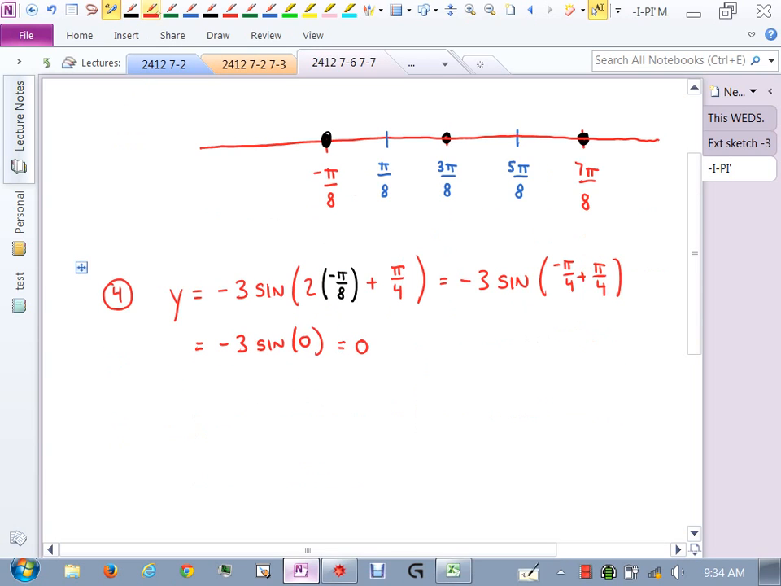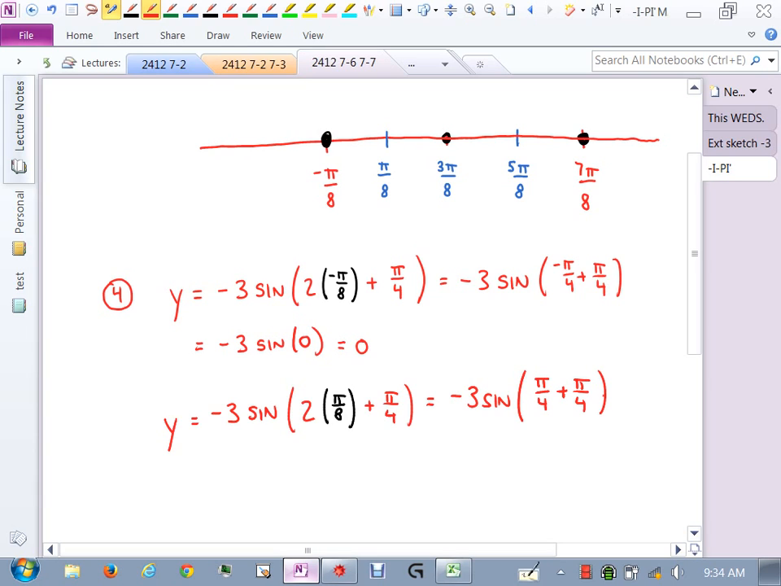So let's plug in pi over 8. Negative 3 sine, let's see, 2 times, here comes pi over 8 in here, then plus pi over 4. That's negative 3 sine. Now we have positive pi over 4 plus another pi over 4. And what is pi over 4 plus pi over 4? Same denominator, right? So this is 2 pi over 4. What's 2 pi over 4? Pi over 2. So we have negative 3 sine of pi over 2.